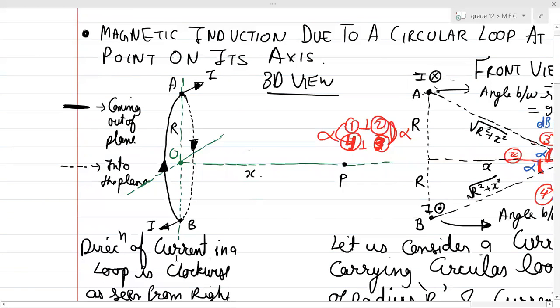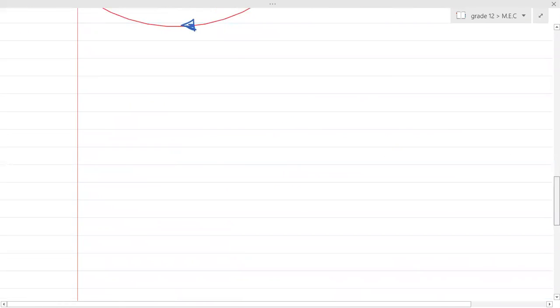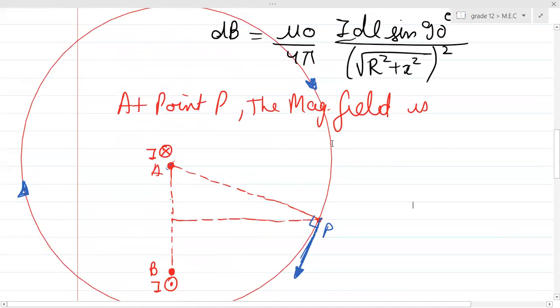If this is the plane, then at point B it is coming out, and at point A it is going in. So that's why A and B. Is this clear? Right hand thumb rule clear, guys?